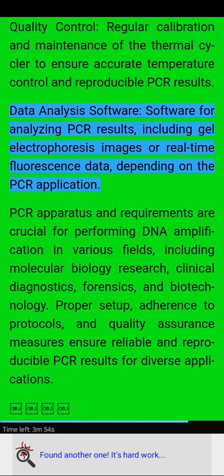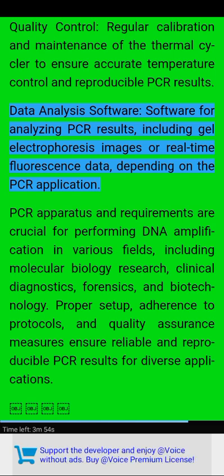Data analysis software: software for analyzing PCR results, including gel electrophoresis images or real-time fluorescence data, depending on the PCR application. PCR apparatus and requirements are crucial for performing DNA amplification in various fields, including molecular biology research, clinical diagnostics, forensics, and biotechnology. Proper setup, adherence to protocols, and quality assurance measures ensure reliable and reproducible PCR results for diverse applications.